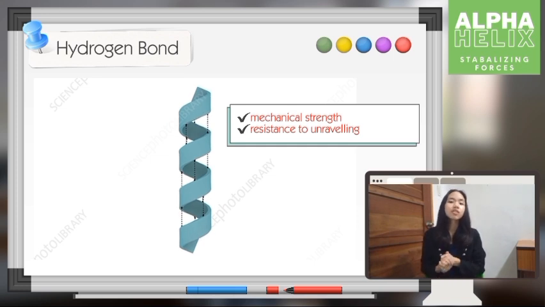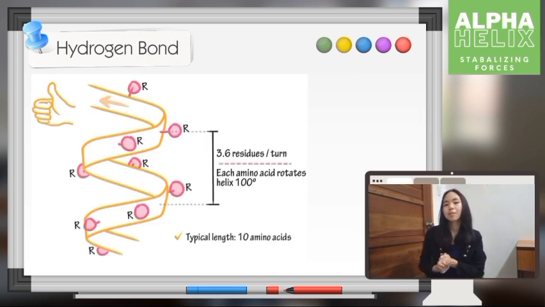In fact, there are about 3.6 amino acid residues per turn of the helix, with each residue spaced approximately 1.5 angstrom along the helix axis, creating a tightly packed and compact structure.